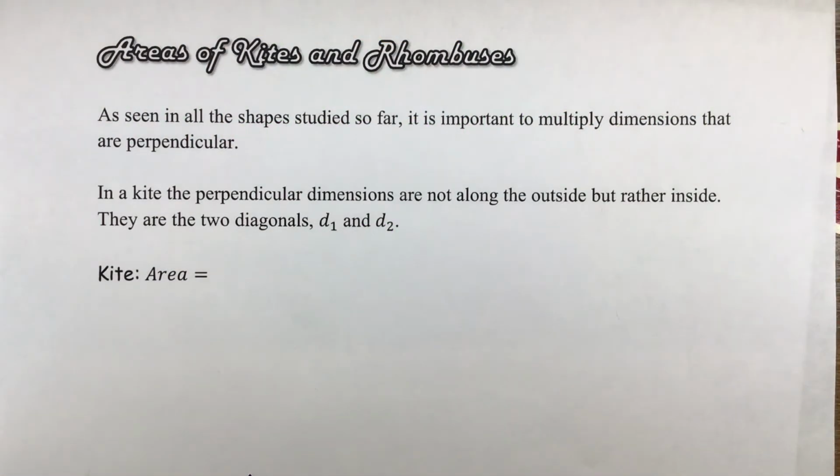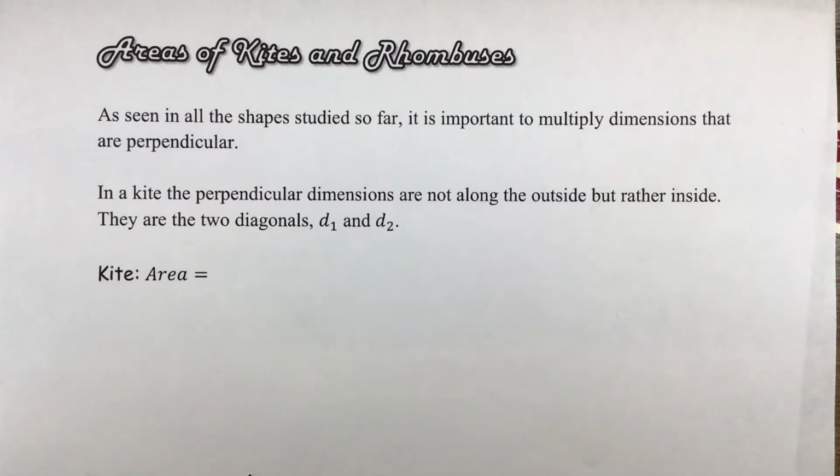The areas of kites and rhombuses. As seen in all the shapes studied so far, it is important to multiply dimensions that are perpendicular. In a kite, the perpendicular dimensions are not along the outside of the figure, but rather on the inside. And that'll also be true for the rhombus.